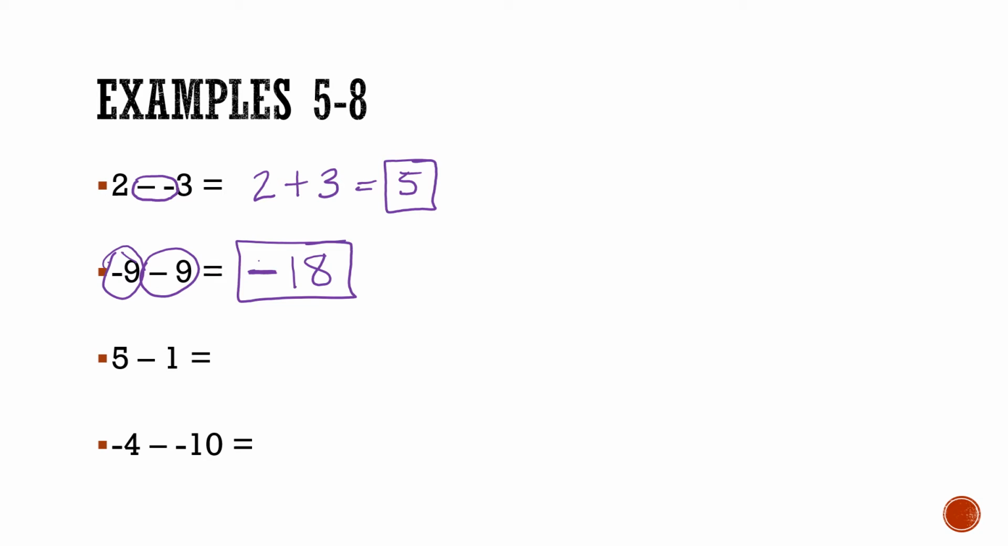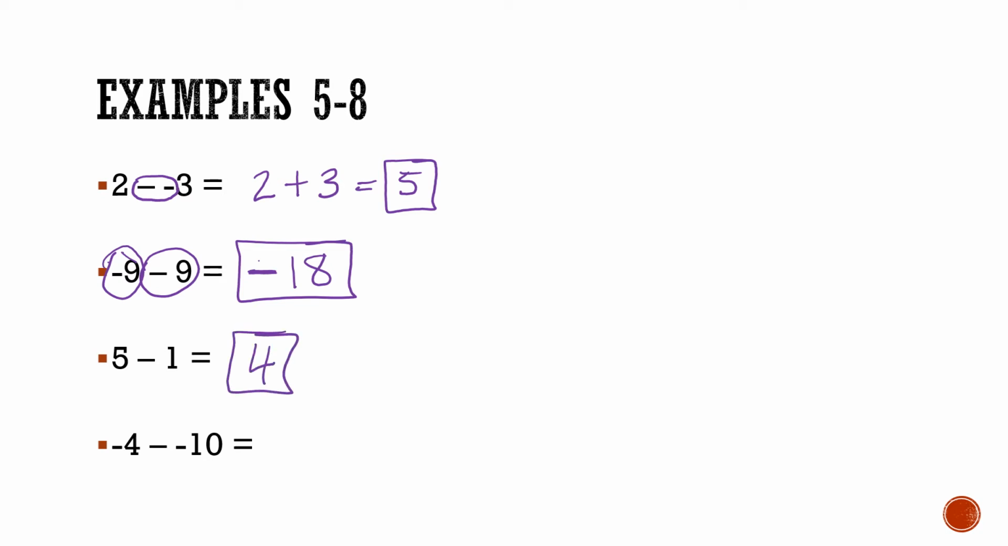Do not overthink things, guys, when you come across problems like this third one. 5 subtract 1. Let's not forget our basic subtraction. I can throw these problems in, and a whole lot of times students will miss these because they're just overthinking the problem. So 5 minus 1 is 4.